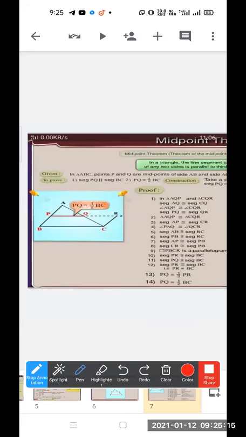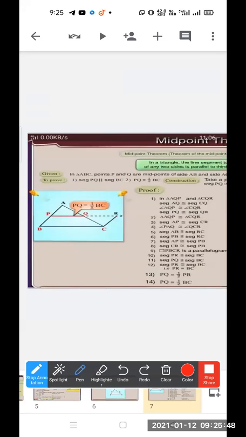Why? Because we have proved that they are congruent, and also we have proved that AP is congruent to CR. From that, consecutively we get PB is congruent to CR. Now, quadrilateral PBCR is a parallelogram, because PB is parallel to CR.